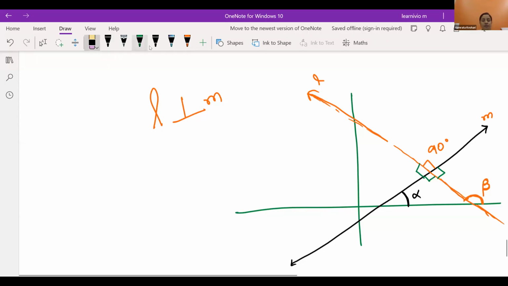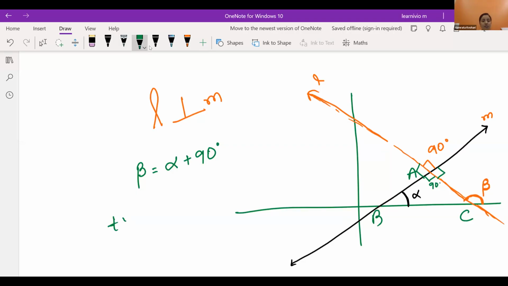Okay, so this is also 90. If we say that this is a triangle ABC, then from the exterior angle property, we can say that the exterior angle is equal to the sum of the opposite interior angles. Yes or no? Okay, we can write beta is equal to alpha plus 90.